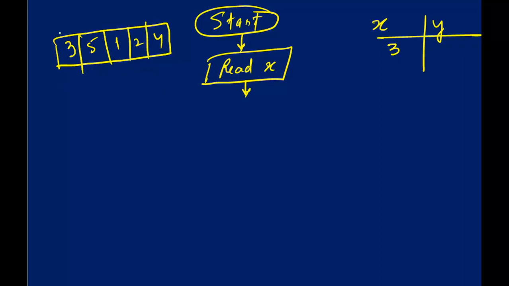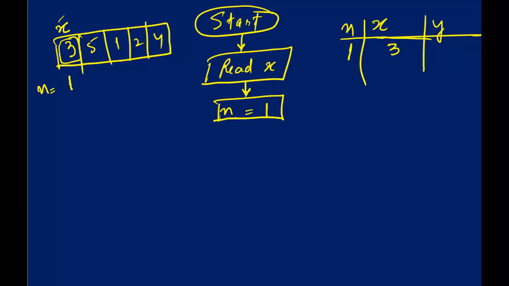Suppose I am assigning this number to x. When I read the first number and assign it to x, I will keep a record that I have read one number. So I will give serial as 1, which will be stored in another variable, n. So n is 1. I will write in the flowchart also: n is equal to 1.